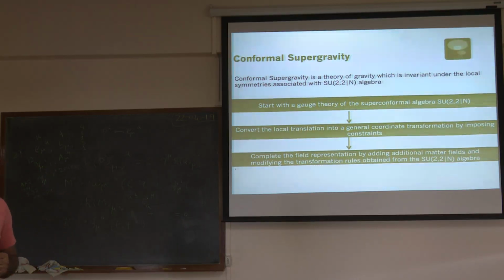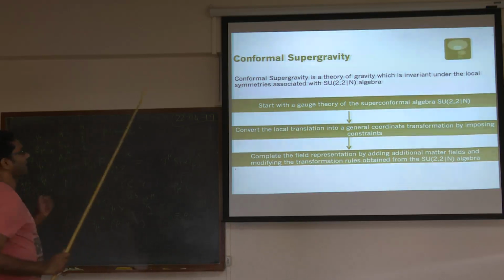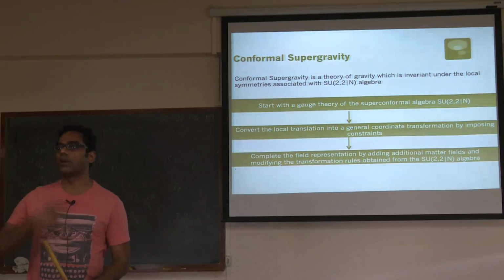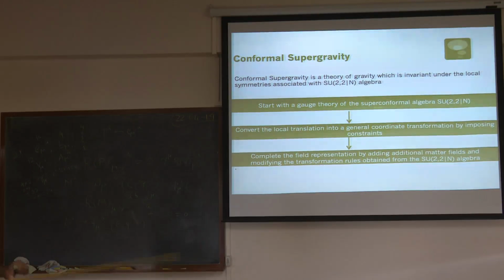Okay. So, clearly there is a mismatch between the number of bosonic and fermionic degrees of freedom. So, you need to add additional matter fields to this multiplet to balance the number of bosonic and fermionic off-shell degrees of freedom. Okay. So, you have to complete this field representation that you have got from these gauge fields by adding additional matter fields, and you also have to simultaneously modify the transformation rules coming from the SU(2,2|N) algebra.